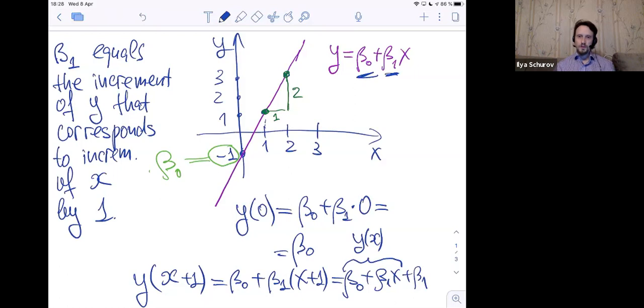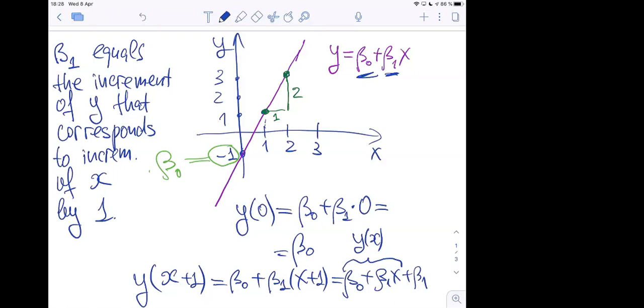Any questions so far? Sorry, clarification question. So increment means changing on a graph in terms of number, right? So what does it mean to increment, just to clarify?